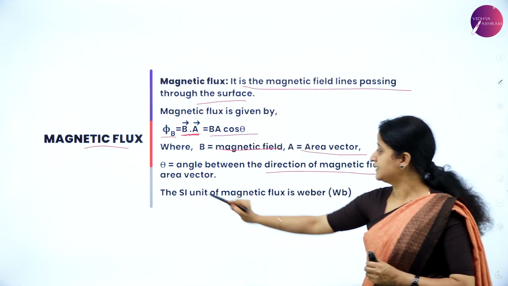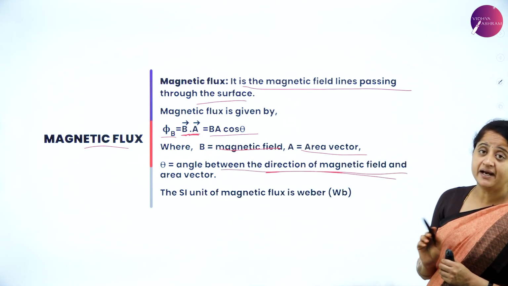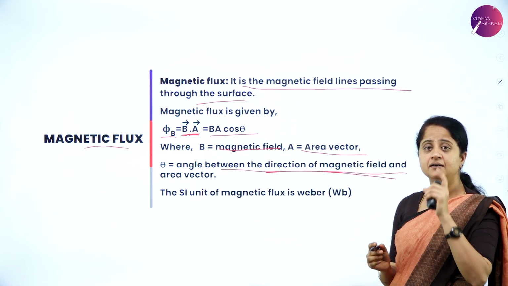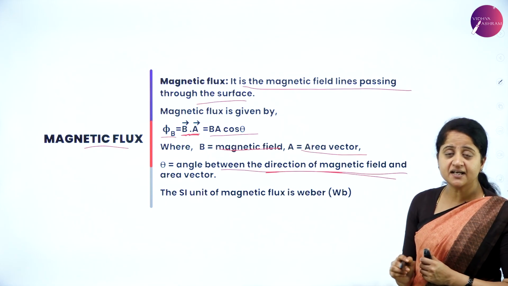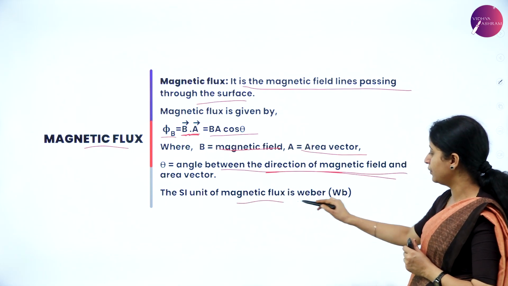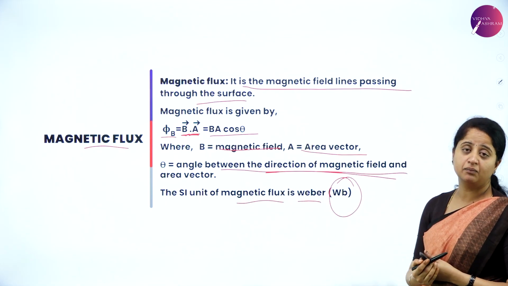And what is theta? Theta is nothing but the angle between the direction of the magnetic field and the area vector. The SI unit of magnetic flux is Weber, which is denoted by Wb.